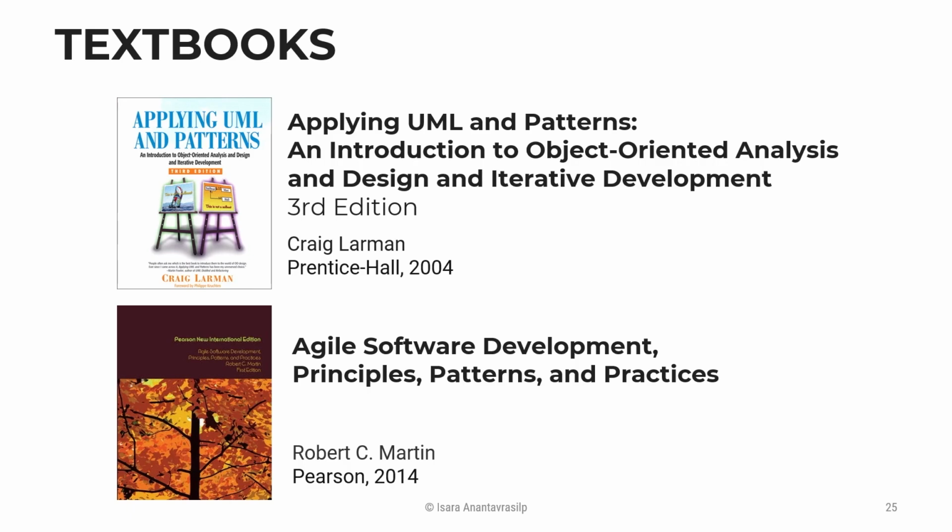And the other one is Agile Software Development, Principles, Patterns, and Practices by Robert Martin. These two books are supposed to be easy to purchase in Thailand. I bought both of them in Thailand, so I believe you can do too.